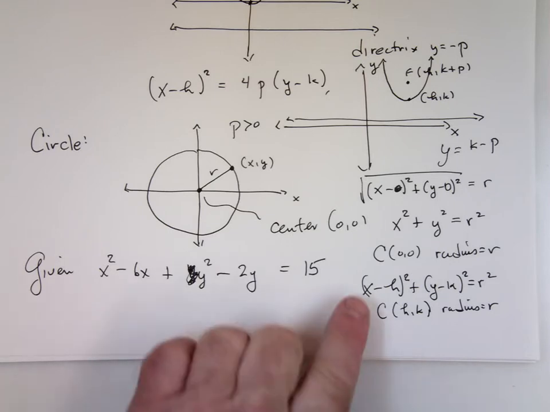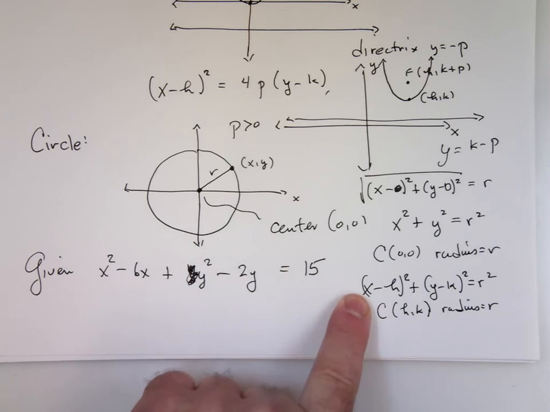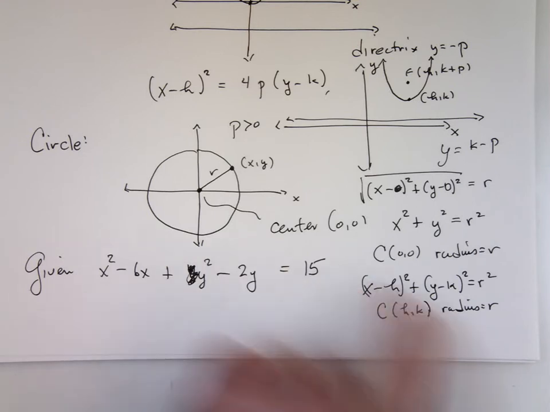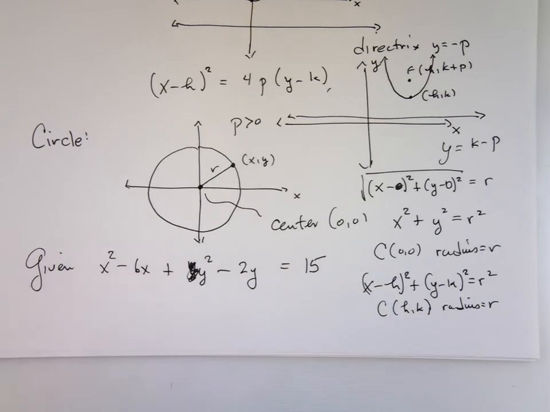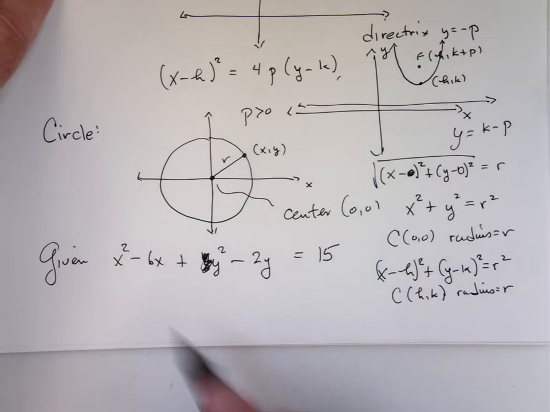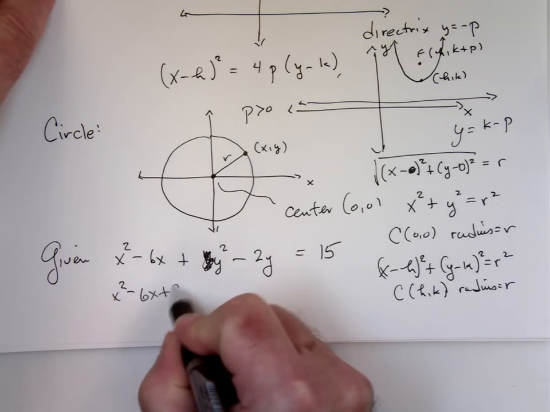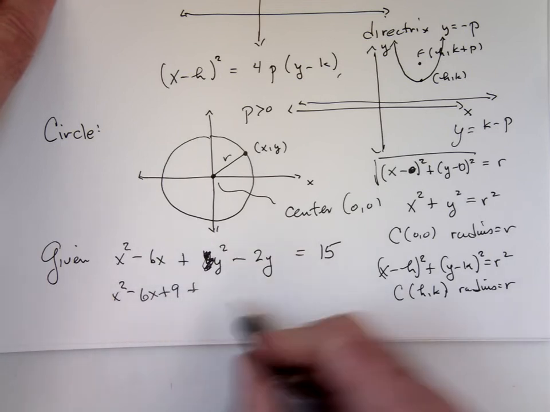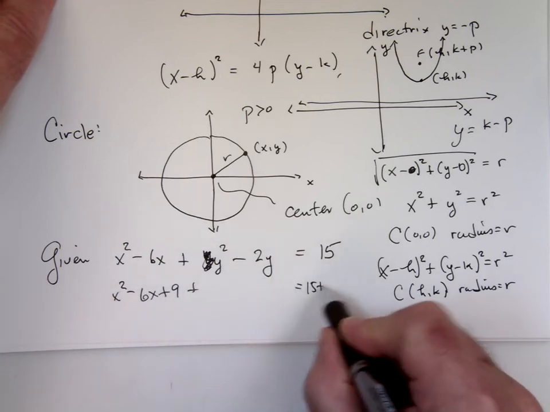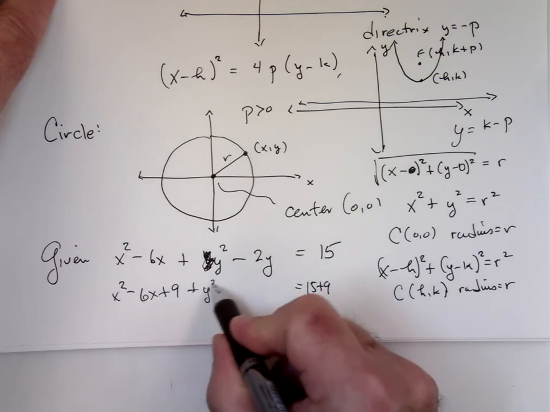Okay, so we want to get it in this form, which is the equation of that circle whose center is (h, k), radius r. We complete the square. What do we need to complete the square on the x's? Plus 9. We'll add 9 to the other side as well. What about the y's? Thank you.